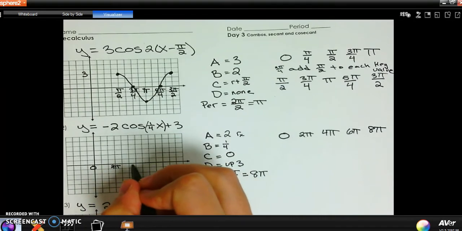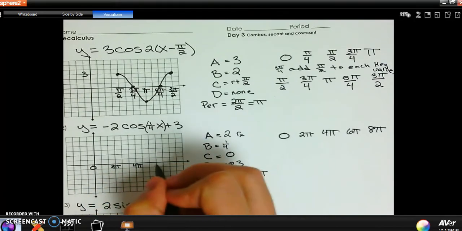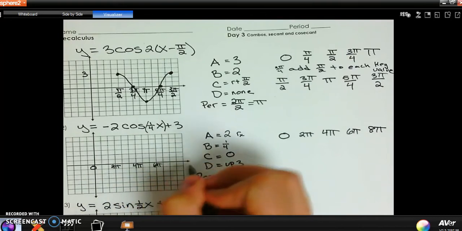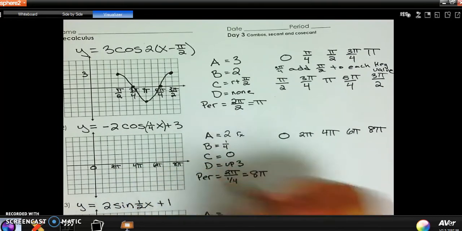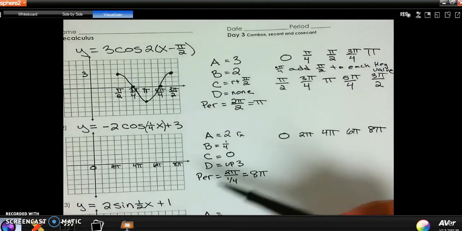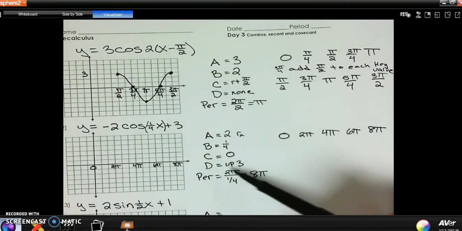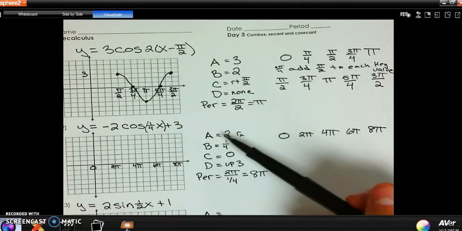I'm just going to skip 2 lines in between just so it's nicely spaced out so I can see. And then that makes this 8 pi. Okay, next I take into account my vertical displacement. So the vertical displacement here is 3, and I also look at the amplitude, which is 2.